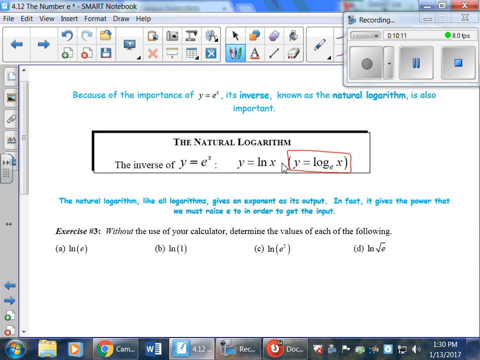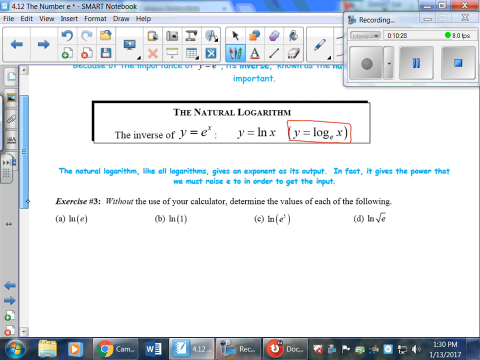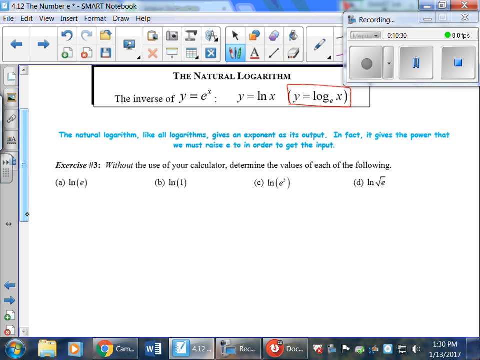All right, so the natural logarithm, like all logarithms, gives an exponent as its output. In fact, it gives the power that we must raise e to in order to get the input. And the same laws of exponents and logarithms apply to natural logarithms. So we're going to use our law that we just came up with, and we're going to translate these. So ln of e is equal to log base e of e.